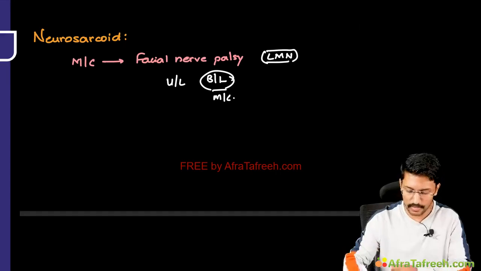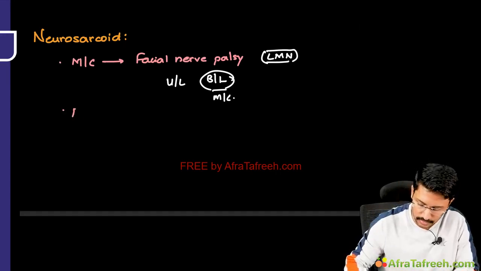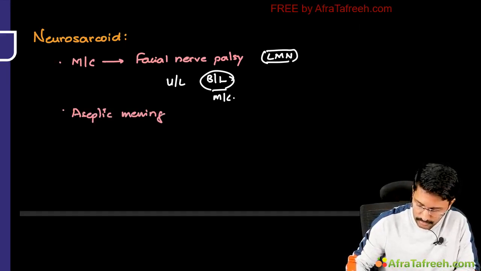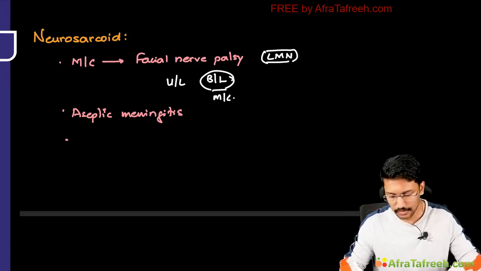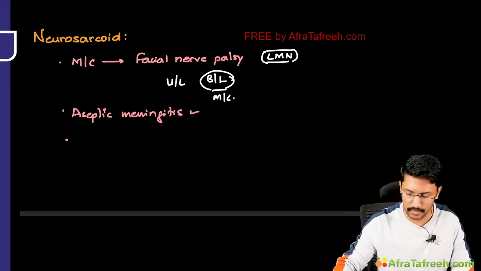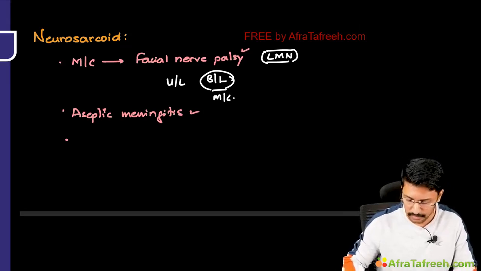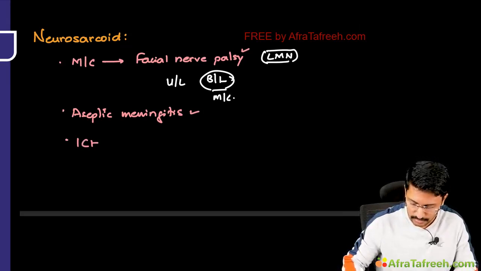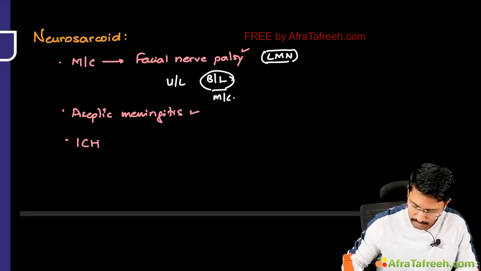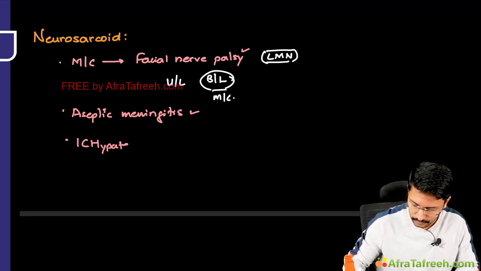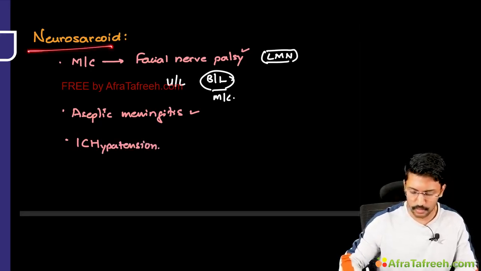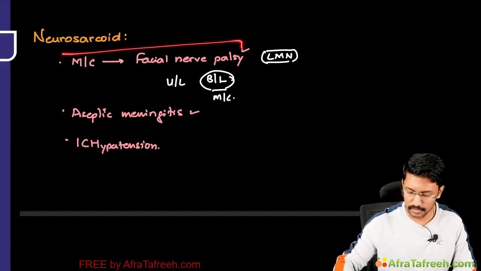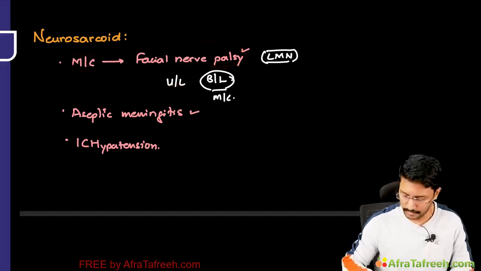Okay, what else we can see? We can also see these patients presenting with aseptic meningitis. The parenchymal lesions are extremely rare as such, but with aseptic meningitis, these patients can present with facial palsy. These patients can present with increased intracranial pressure or intracranial hypertension, right? So these are all important neurosarcoid manifestations. Important take-home message is facial nerve palsy is the most common manifestation.